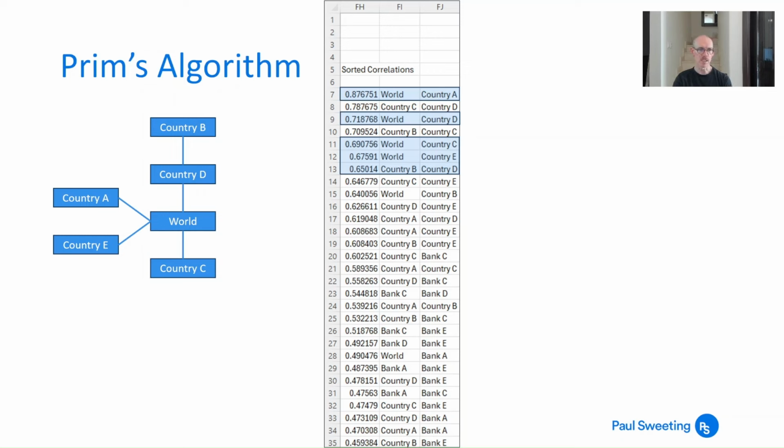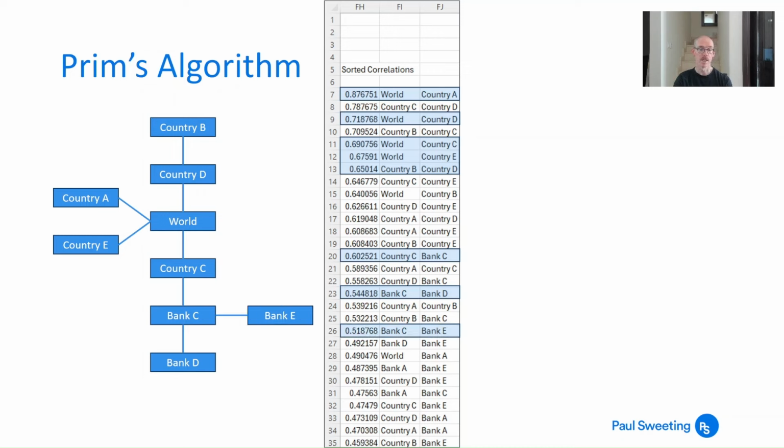So country C to country E, that would create a cycle, so we don't want to do that. World to country B, that would create a cycle. Country D to country E, that would create a cycle. So a lot of stuff we can't do yet until we get to country C to bank C. So this looks like bank C is most closely linked to its parent country, which is interesting. The next one we have is bank D, so that's interesting. This bank is actually more closely linked to other banks than it is to its own country, as is bank E.